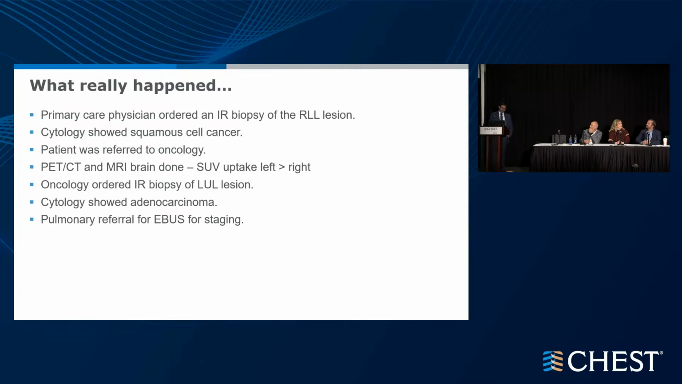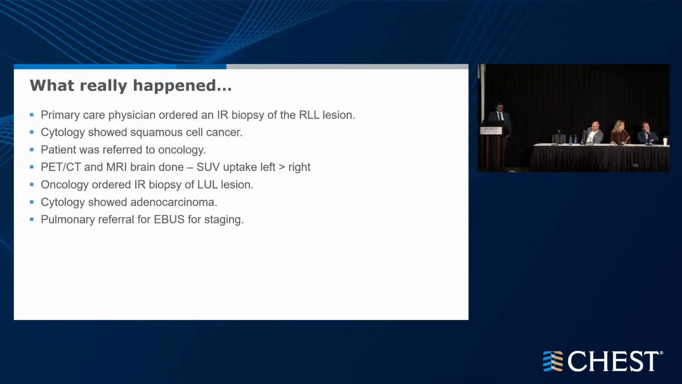So this is what really happened, how I got it. It ended up that the primary care physician ordered an IR biopsy of the right lower lobe lesion because that's what was recommended in the radiology report, and that cytology showed squamous cell cancer. The patient was then referred to oncology because now they have a cancer. They got a PET CT MRI, and that's what showed the significant uptake on the left and the right, and the discrepancy that we saw on the last slide.